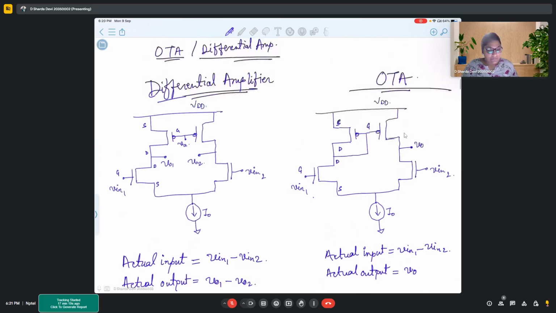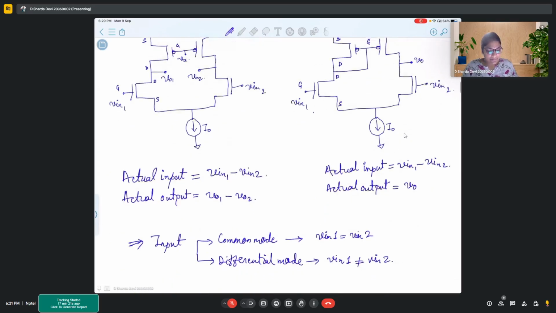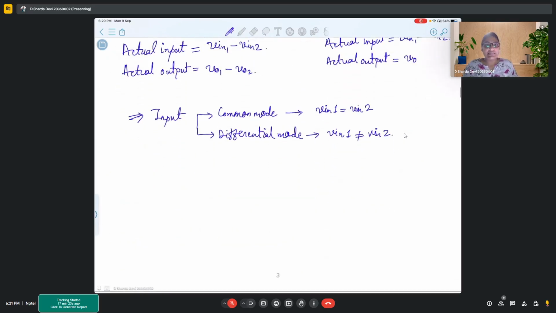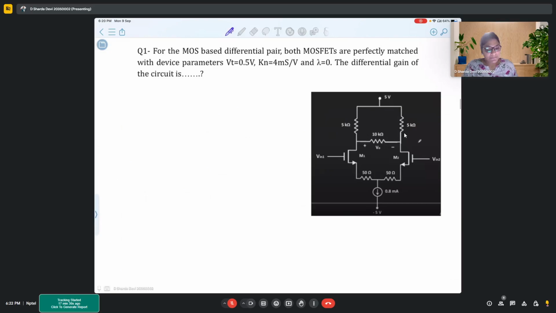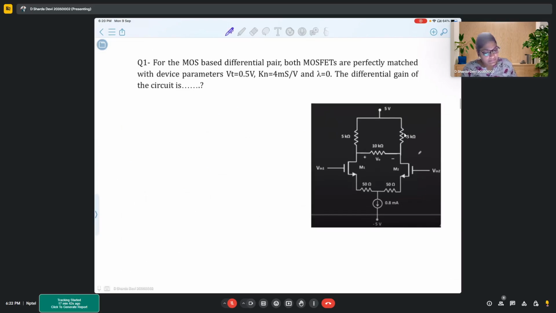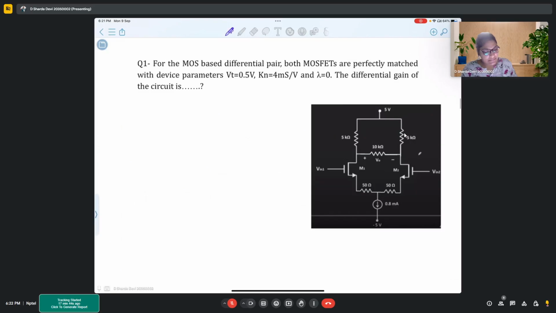Now, based on this basic understanding, let's dive into the problems and we will understand things even better. Now, coming to the first problem. In this problem, it is given that it is a MOS-based differential pair. Both MOSFETs are perfectly matched.